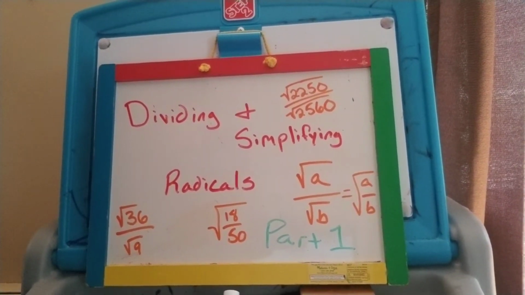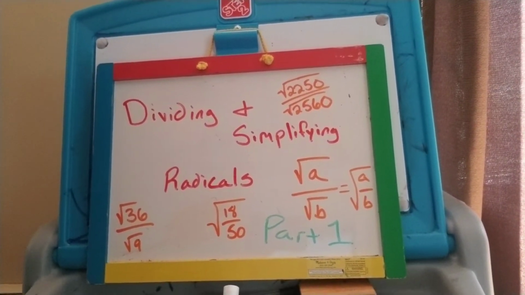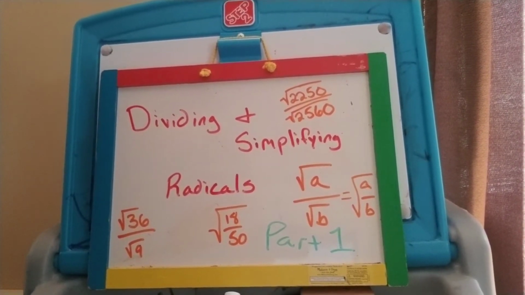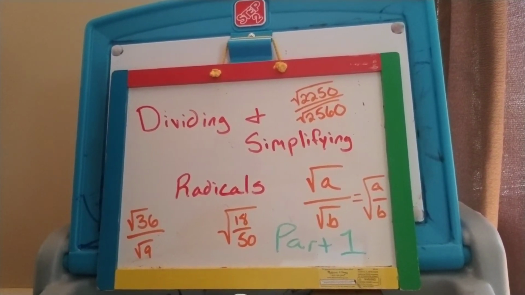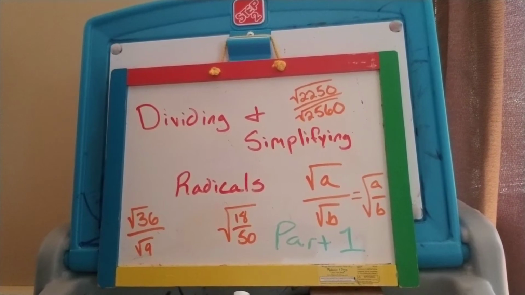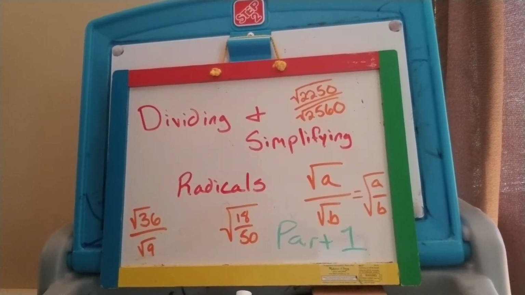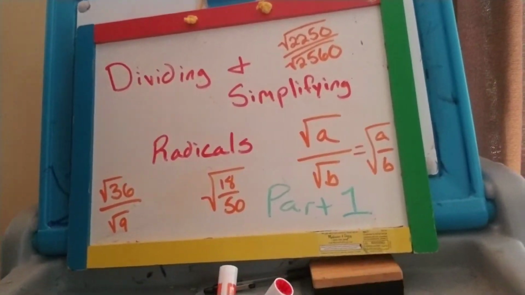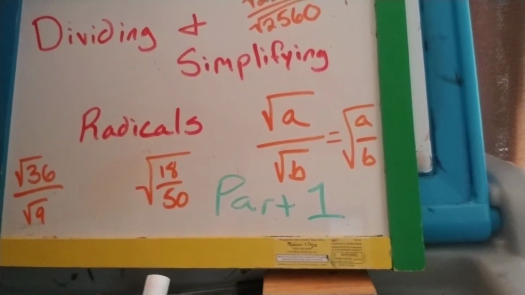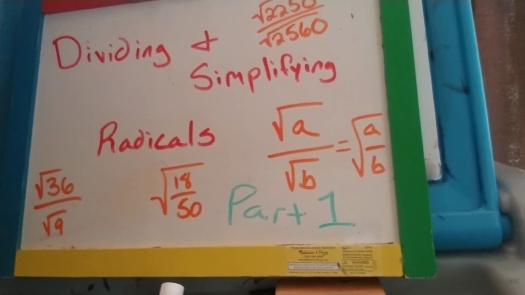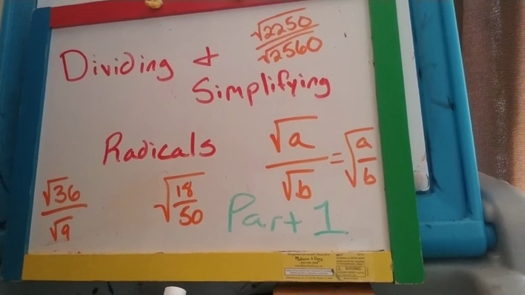Okay, North Haven Middle School Grade 8 Algebra Core B students, this video is for you. We are now dividing and simplifying radicals. We already have movies for simplifying radicals and multiplying radicals. This is a part 1 video. At the end of this video, I'll explain what part 2 is going to be about.